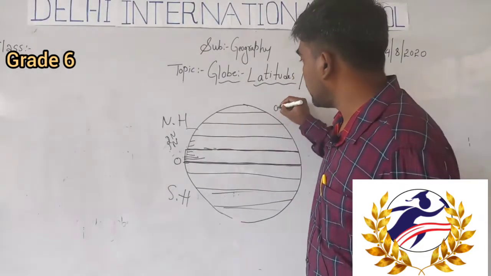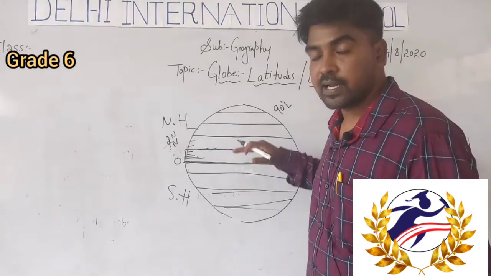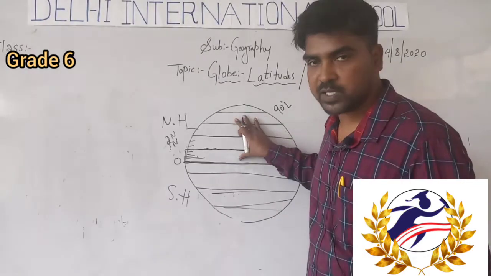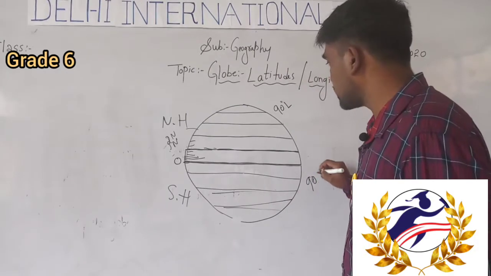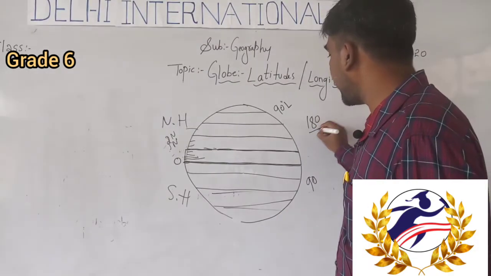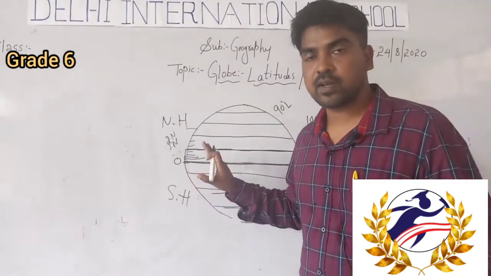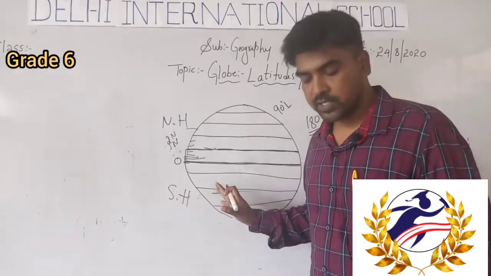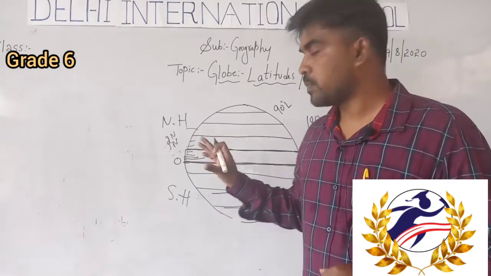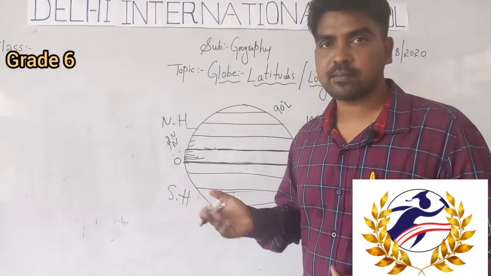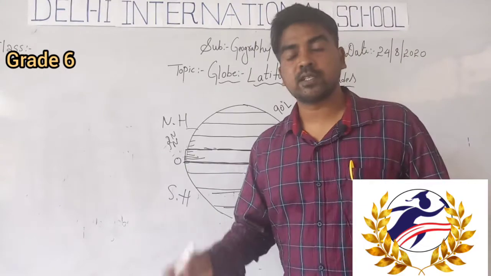So like that there are 90 latitudes. There are 90 latitudes in the northern hemisphere, 90 latitudes in the southern hemisphere. In total there are 180 latitudes on our globe. These 180 latitudes provide proper information. With the help of these latitudes we can locate places. Okay, so this is about the latitudes. Just hold on, I will move towards the longitudes.